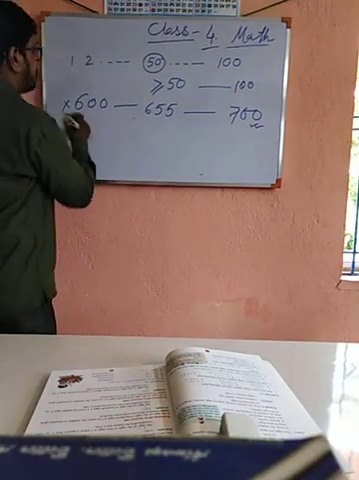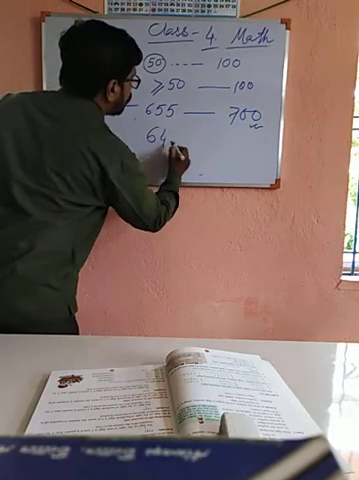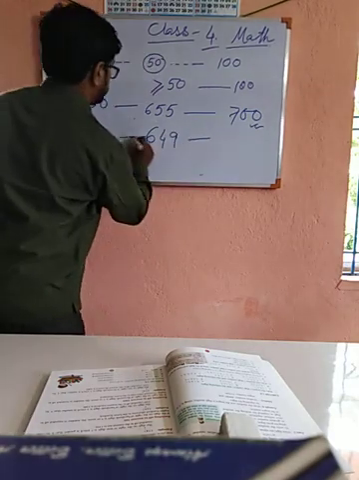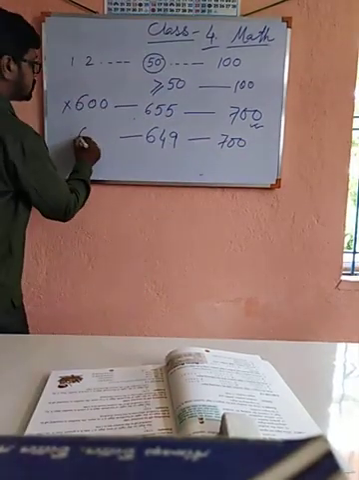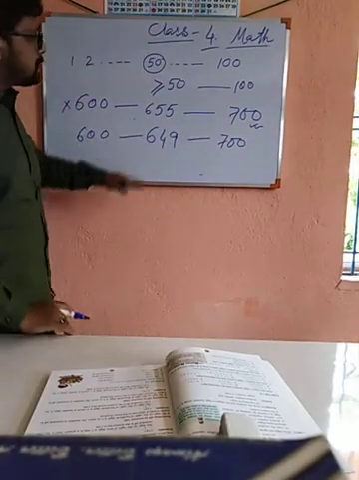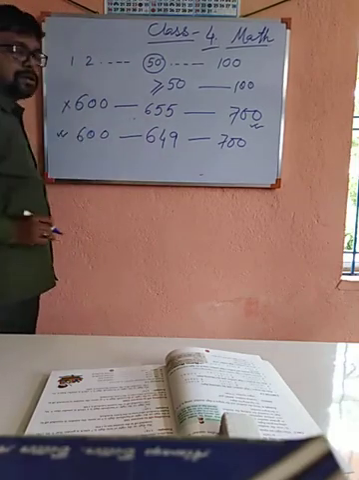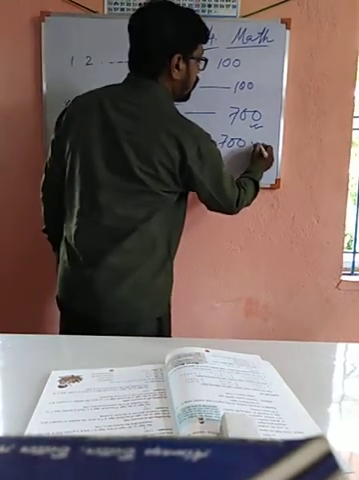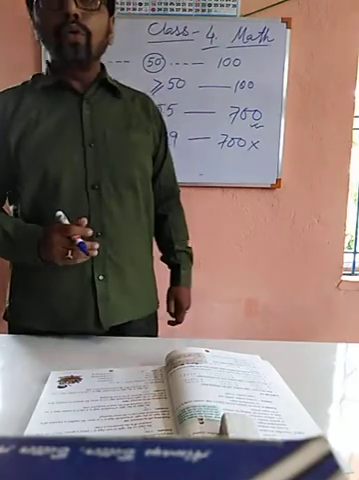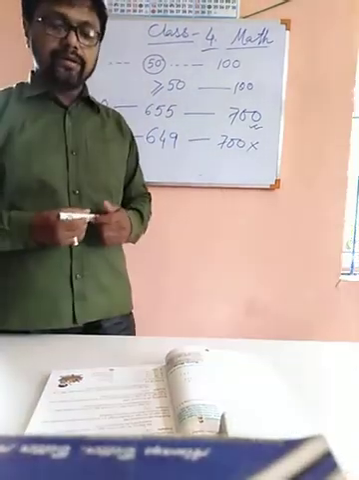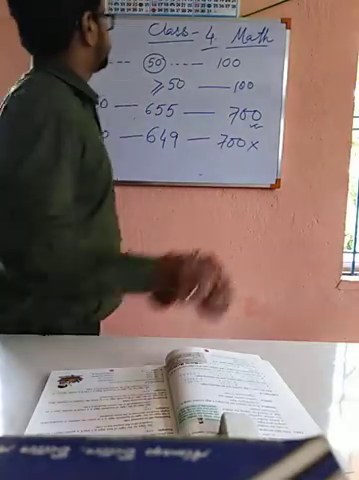But if it is 649, it may be 700 or maybe 600. But as it is below 650, it will be 600 and it will not be 700. That is rounding up to the nearest 100. Now rounding up to the nearest 1000.